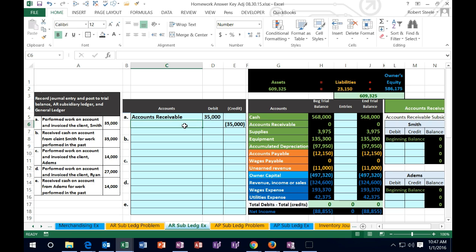And why are people going to pay us 35,000? Because we did work and earned revenue. And we could call this, depending on the type of company, revenue. We could call it income. We could call it sales. We could call it fees earned. It just depends on the type of company. But it is going to be a revenue type account. And of course, it'll be down here in the revenue area, meaning it's under the capital section on the trial balance.